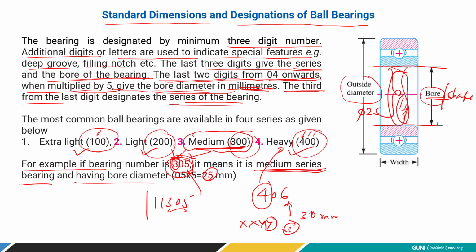Let's say you have a 405. Okay, so the last digit, if you multiply it, is going to give you 25. So 25 will be the inner diameter, that is, the shaft diameter or the bore diameter of the bearings. Similarly, the third digit, this one, will give you the series of the bearings, whether it is a medium bearing or a heavy bearing, right?